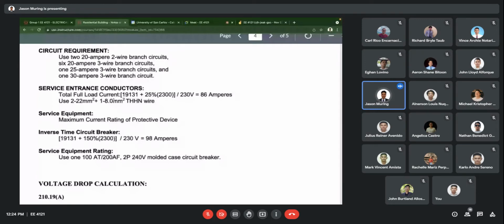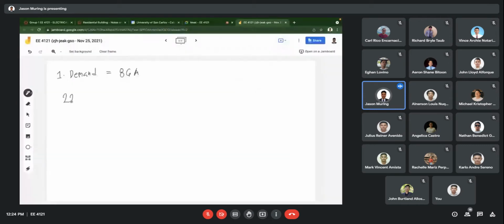So here, we have already identified that we are going to use the 22 mm squared conductor. Then all we have to do now is look for the value of the resistance and reactance for this conductor. That is located in chapter 9 tables.